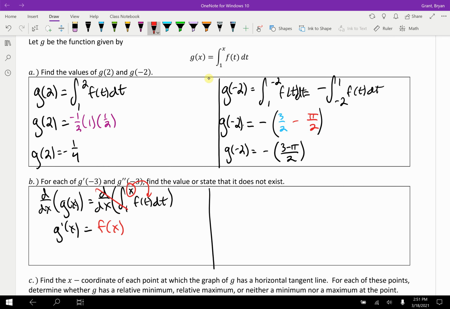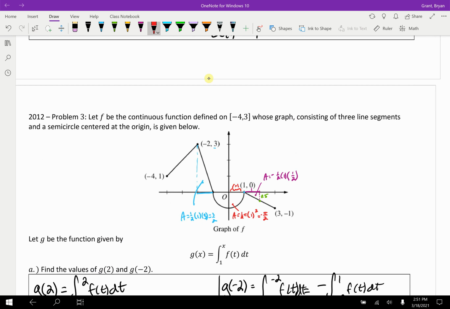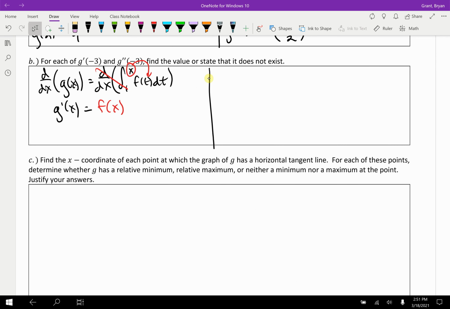And now we see that the derivative of g is f of x, right? This is why this graph belongs in this section. This is the derivative of g, or g prime. There it is. Now what? Well, they asked for g prime of negative 3. So g prime of negative 3 is found by doing f of negative 3.